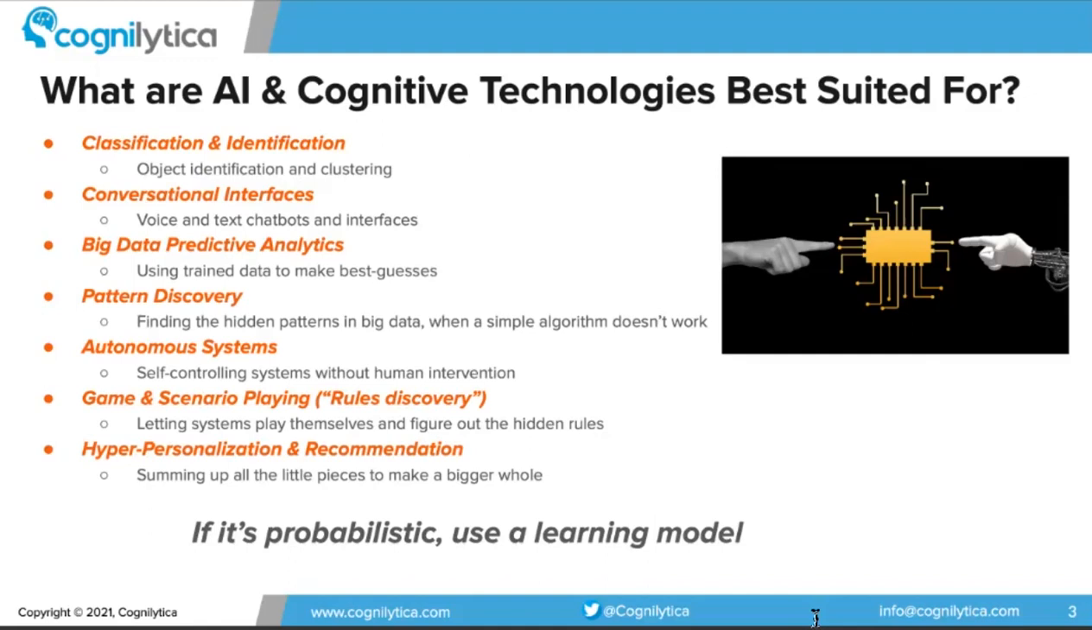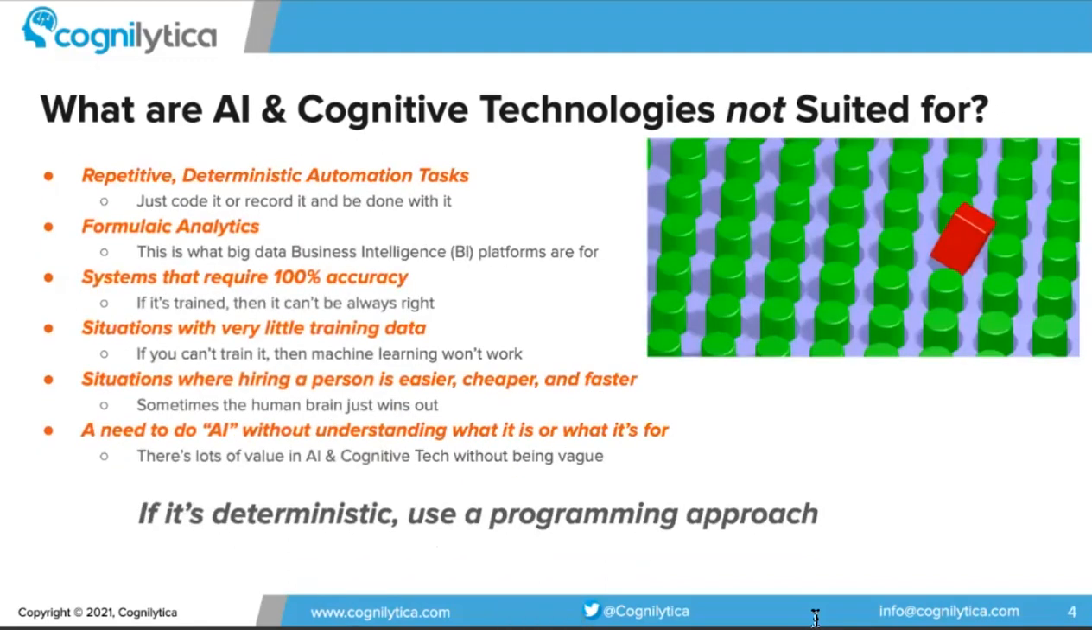That's machine learning. Right. So it's important to understand when to use AI, and it's also important to understand what it's not suited for. So if you have a repetitive, deterministic automation task, don't use artificial intelligence and machine learning. If you have formulaic analytics, then go ahead and do that. Also, systems that require 100% accuracy. Because it's probabilistic and not deterministic, you can never get 100% accuracy. And if that's what you require, artificial intelligence and machine learning is not the right tool for this.